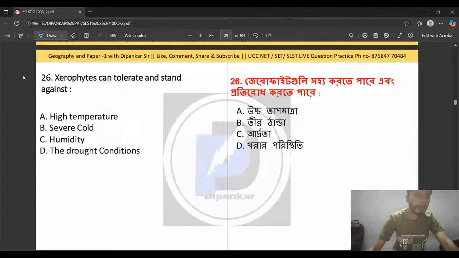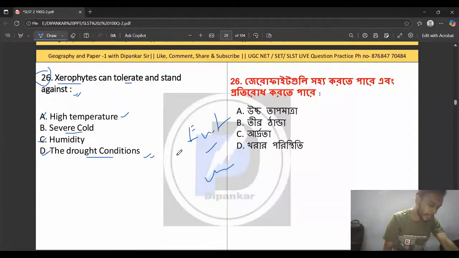Next question, 26 number question, came from Environment Geography unit number 4. The xerophyte can tolerate and stand against what? High temperature, severe cold, humidity, or drought conditions. So answer the next question. Xerophyte is one type of plant. Okay. So MCQs are very important for our session.